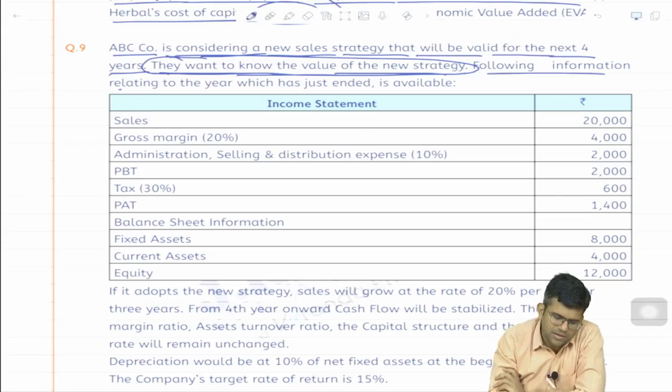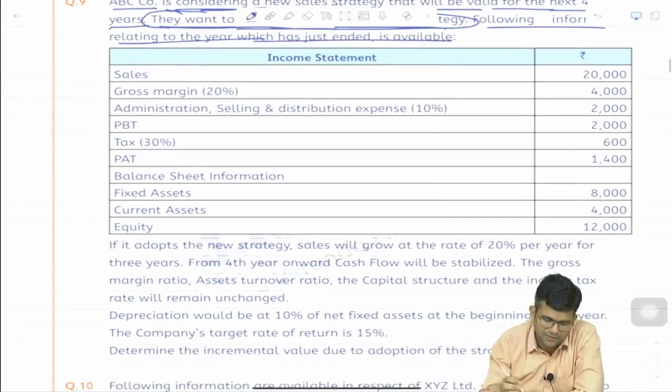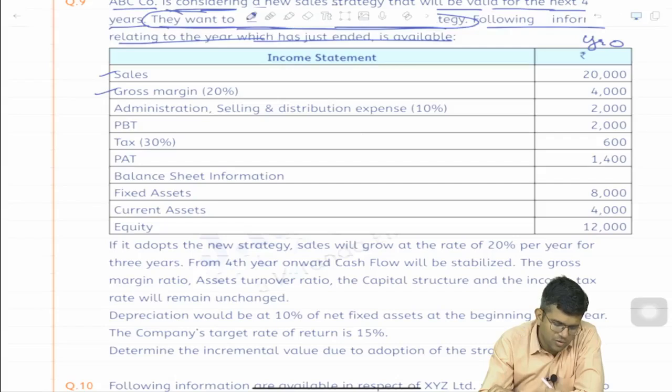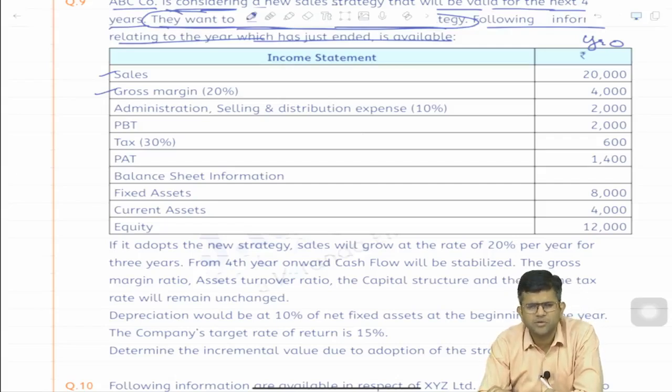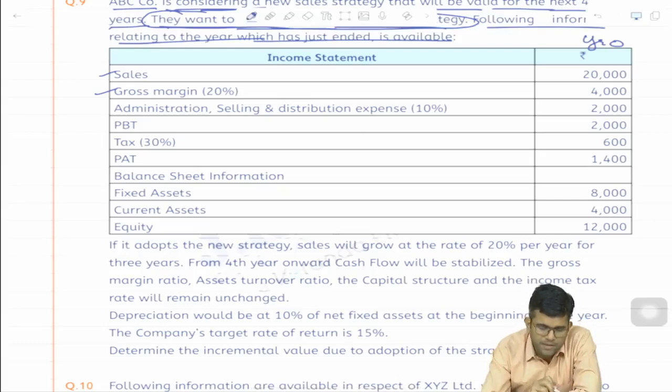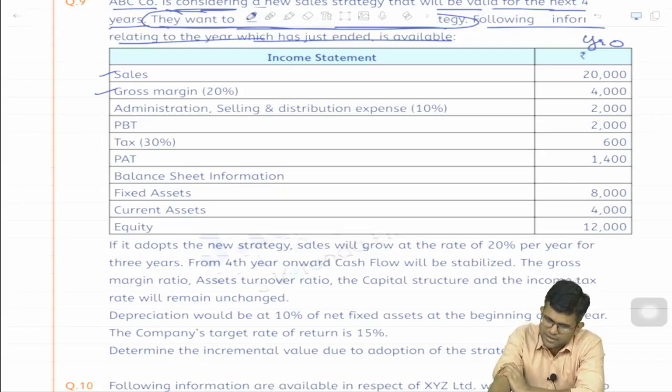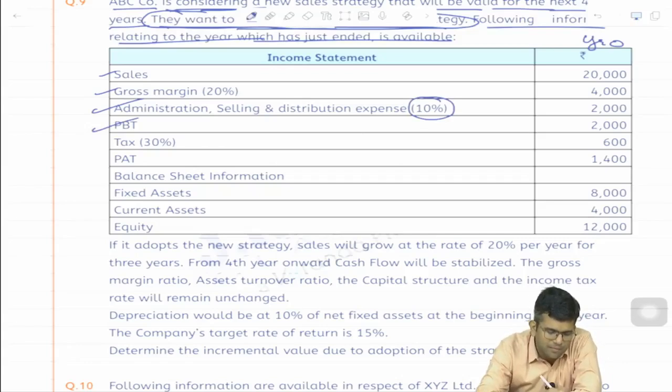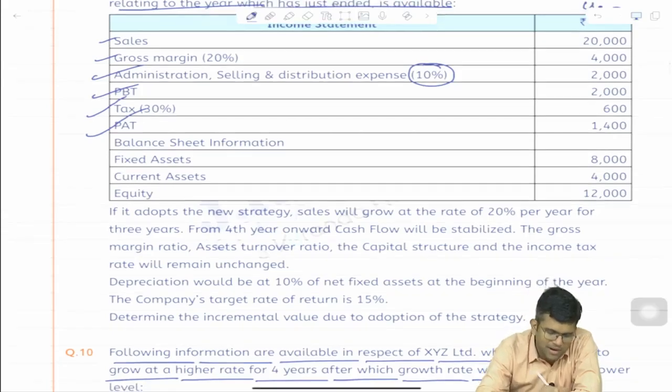Following information relating to the year which has just ended is available. This is year 0 for you. Sales, gross margin. Gross profit is 20%, meaning COGS is 80%. Everybody clear? Sales is 100, gross profit is 20, COGS 80. After gross profit, all the other indirect expenses are 10% of sales. That gives EBT, minus tax, and that gives NPAT. Everyone ready? That's how they have structured it. Balance sheet information: fixed assets, current assets and equity.